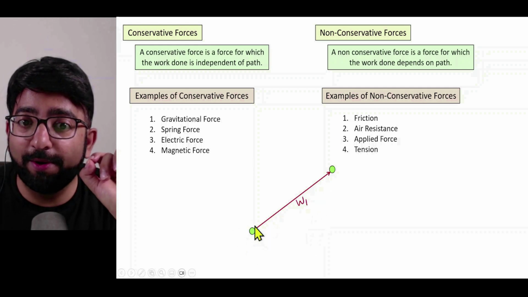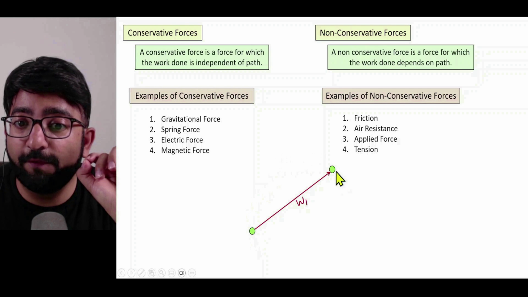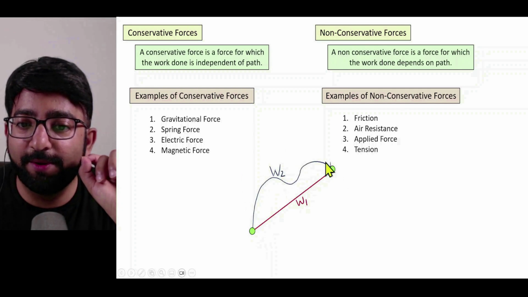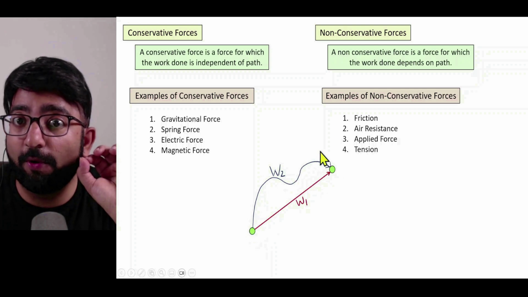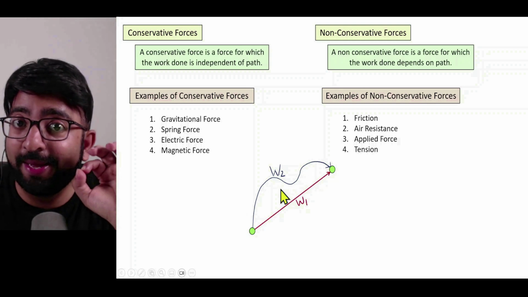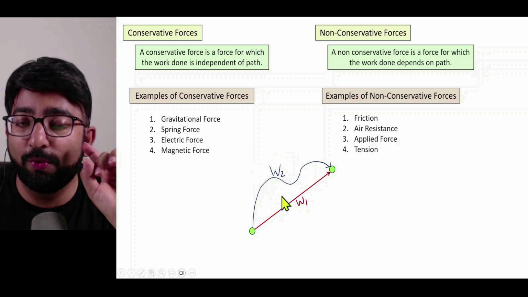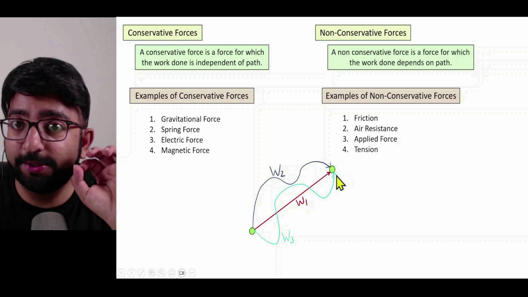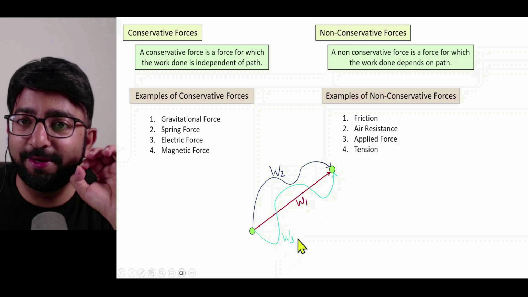Case number 2, the ball is traveling from the initial to the final point but along a different path. Have a look, the path becomes irregular. The initial and final points are the same, but the path taken is definitely different. In this case too, let's say the work done is W2. Now let us consider the third path. The object reaches the final position and let's say the work done in case 3 is W3.